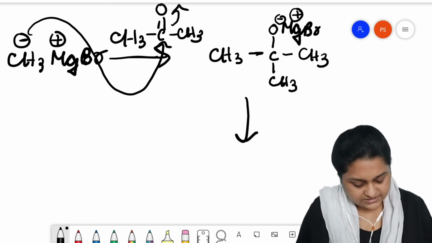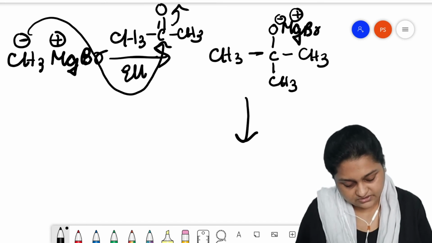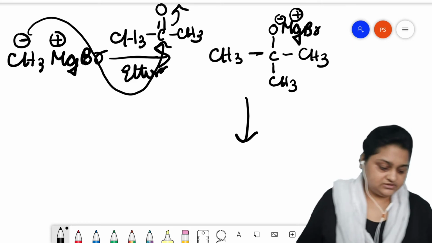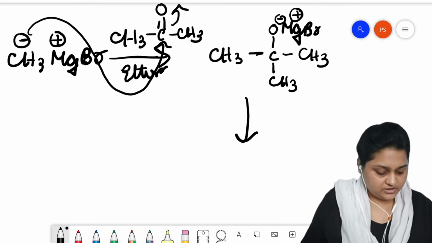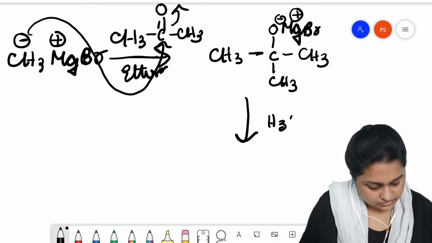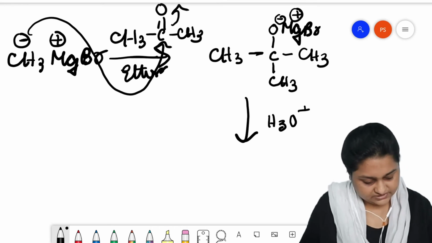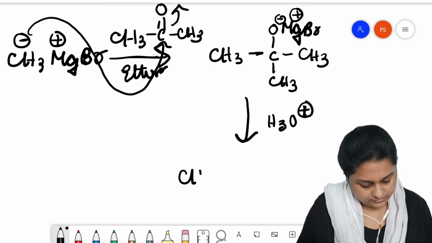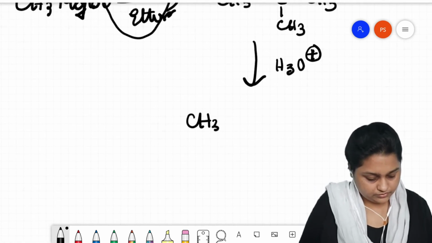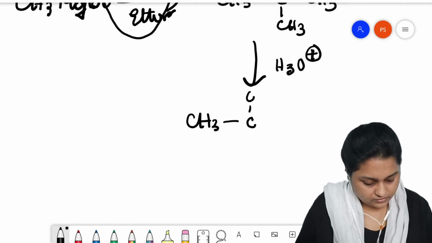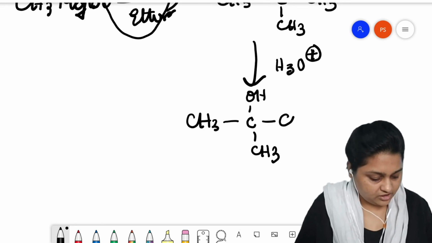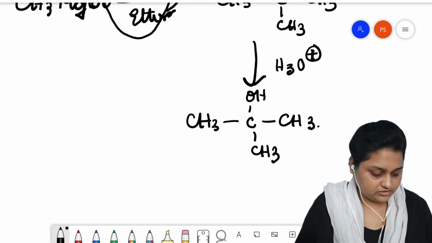This entire reaction happens in ether medium, that is in inert condition. After the first step, if we do acidic hydrolysis or normal hydrolysis, this MgBr will be converted to an alcohol group, producing our desired product.